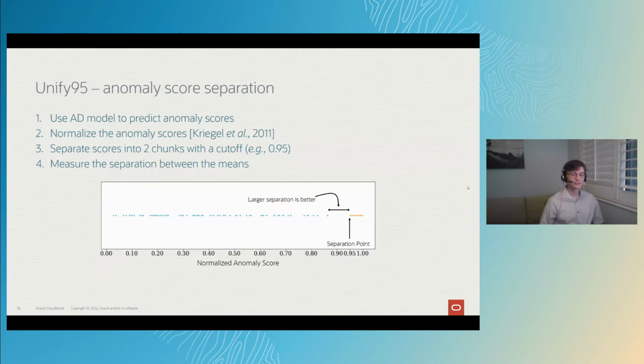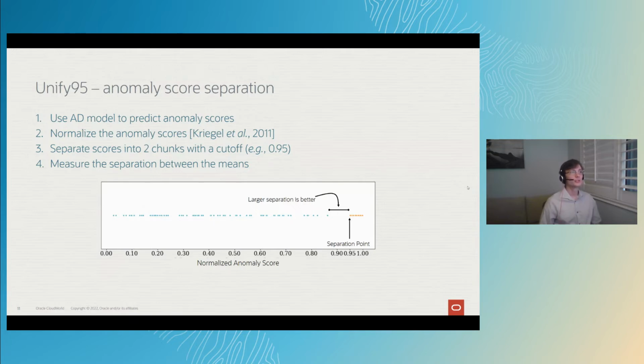The idea here is all about separating the anomaly scores for the anomalous points from the normal points. So intuitively, if a model is doing a good job, then you would expect it to provide high anomaly values, high scores for the points that are actually anomalous, and low scores for the points that are actually normal. Now, anomaly scores are not normalized. They come on different ranges for different models and different data sets. So first we apply a state-of-the-art normalization technique to get them all into the range 0 and 1.